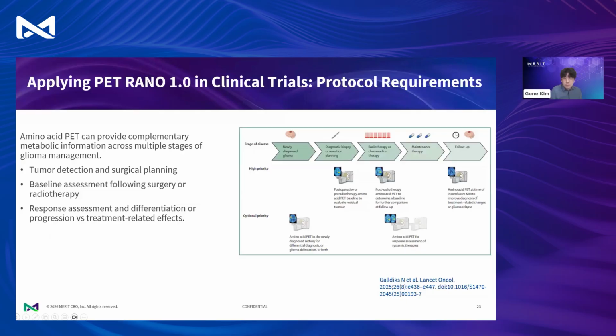And this slide begins to move from the concept into the trial design. Amino acid PET can add value at several points in glioma trials, from tumor detection and surgical planning to baseline assessment and longitudinal response evaluation. But if PET is going to be part of the protocol, its purpose needs to be clearly defined. Will it be exploratory or a supportive endpoint? Is it expected to contribute to the progression assessment? Those are very different use cases, and they affect how the imaging charter is written, how sites are qualified, and how the data will ultimately be interpreted.